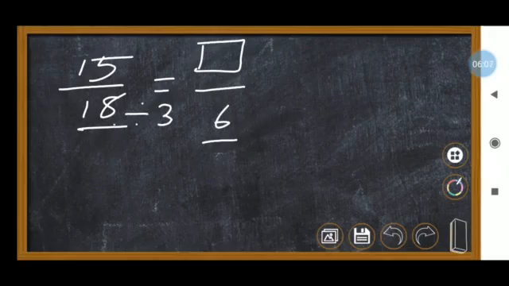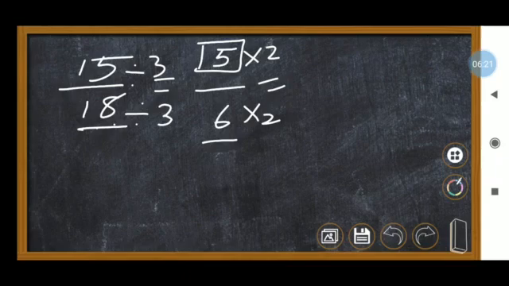18 divided by 3, 6 3s are 18. That means 18 divided by 3 is 6. So divide by 3 here. So here 5 3s are 15. So 5 by 6 you are getting. So next box, if you multiply by 2, then 5 2s are 10, 6 2s are 12. Okay, so that means the box value is 12.